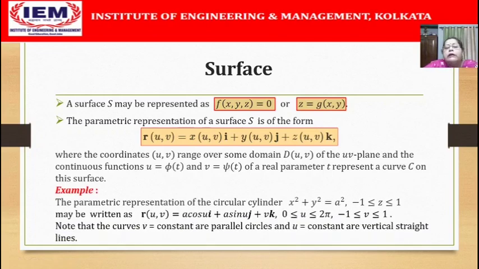For example, the circular cylinder x squared plus y squared equal to a squared, and z varies from -1 to 1, in parametric coordinates may be represented as r of u, v equal to a cos u i plus a sin u j plus v k, where of course u varies from 0 to 2 pi because it's a circle, and v varies from -1 to +1. And also note that the curves v equal to constant are actually parallel circles and the curves u equal to constant are vertical straight lines.